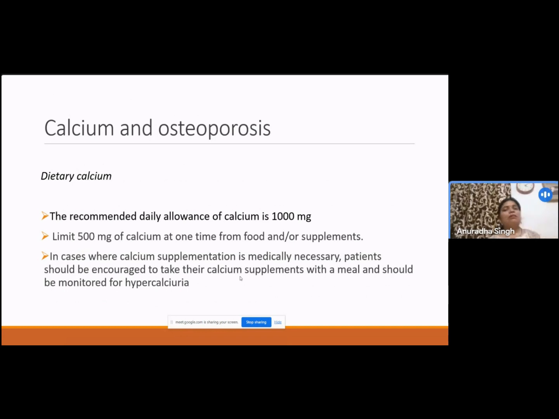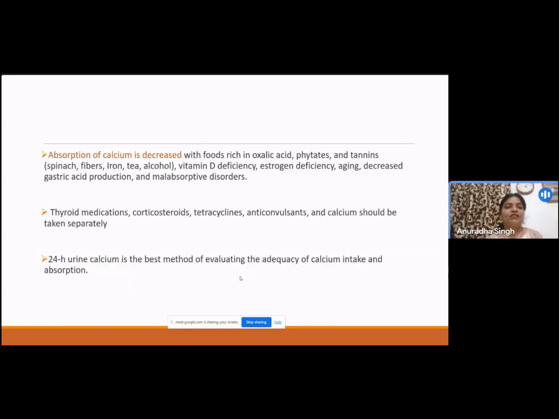Now, important things about calcium and osteoporosis. The recommended daily allowance of calcium in these women is 1000 milligram per day, and it has to be 500 milligram at one time from food and or supplements. In cases where calcium supplementation is medically necessary because of other diseases, the patients need to be monitored for hypercalciuria.